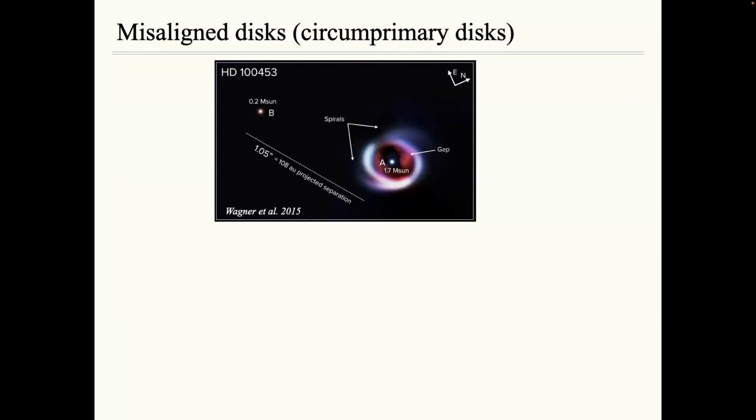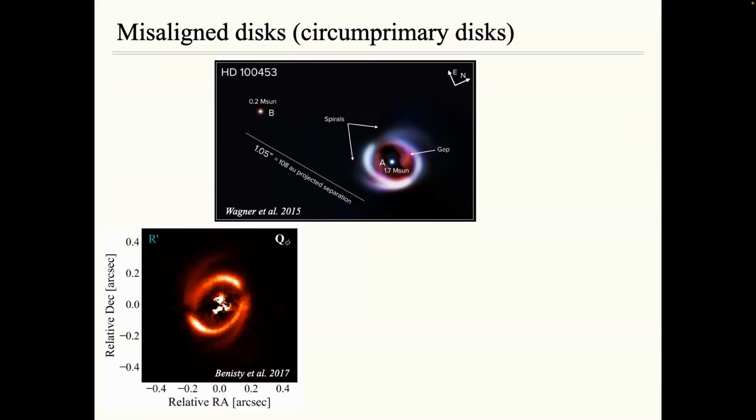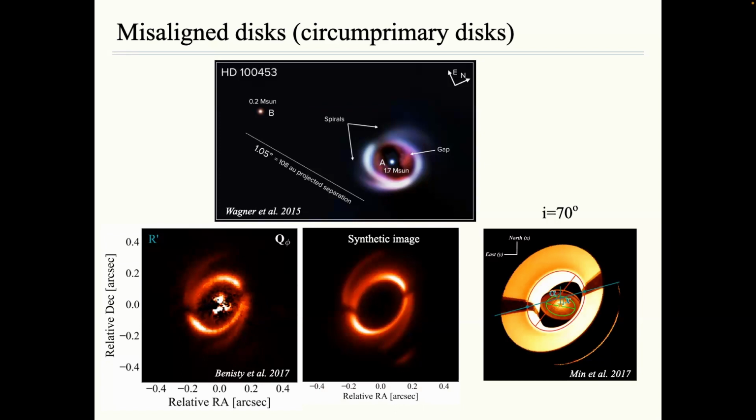You have a companion far away from the primary star. This companion drives these two nice spirals, as expected. But if you look at this ring in detail, there are also two dark gaps here. So these two dark gaps can be modeled with a 70-degree misaligned inner disk, and the inner disk casts shadows on an outer ring. So now you have these significantly misaligned disks.